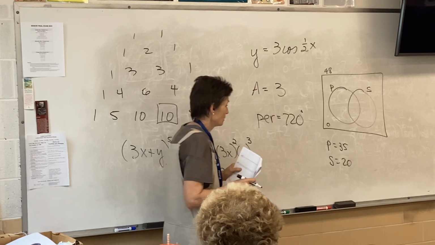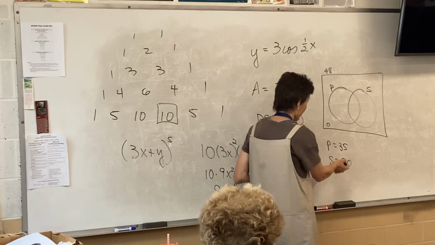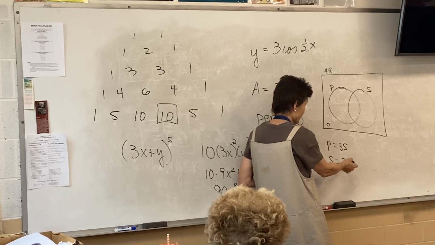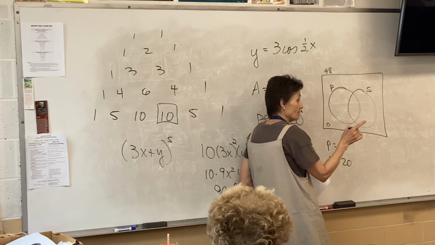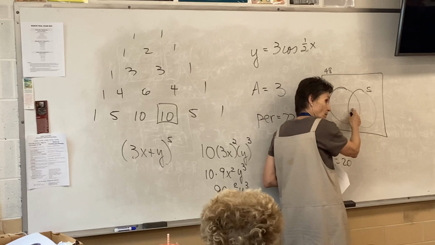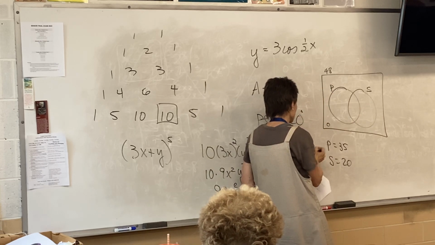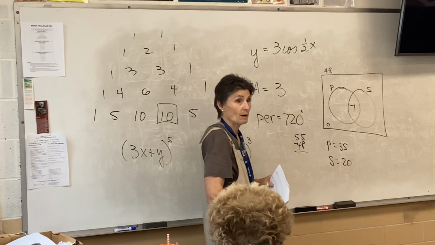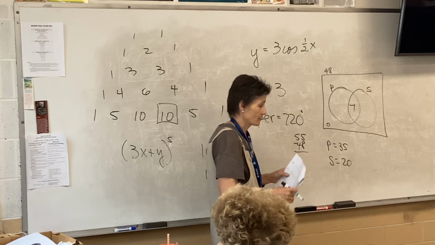Well, I gotta figure this out. How many kids voted here? 35 like to pray, 20 like to sing. How many is that? 55. But there's only 48 kids. So that means there's some that are in both circles. So 55 minus 48, there's 7 kids in both circles. Now who are those? Those are the kids who like both.